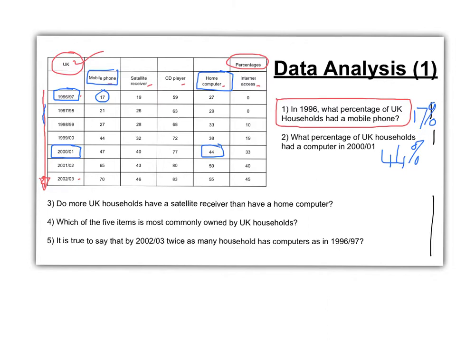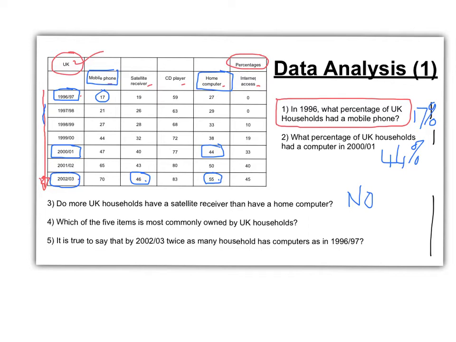Now, question 3: do more UK households have a satellite receiver than a home computer? Here I'm going to pick the last date. There are 2 ways of doing it. I can pick the last date or just compare them over the general time, but I'm going to do the last date. So in 2002, do more UK households have a satellite receiver than a home computer? Find satellite receiver, which is 46. Find home computer, which is 55. So do they have more satellite receivers than home computers? The answer is no. Only 46% have a satellite receiver, but 55% have a home computer. Right, and then question 4: which of the 5 items is most commonly owned by UK households?